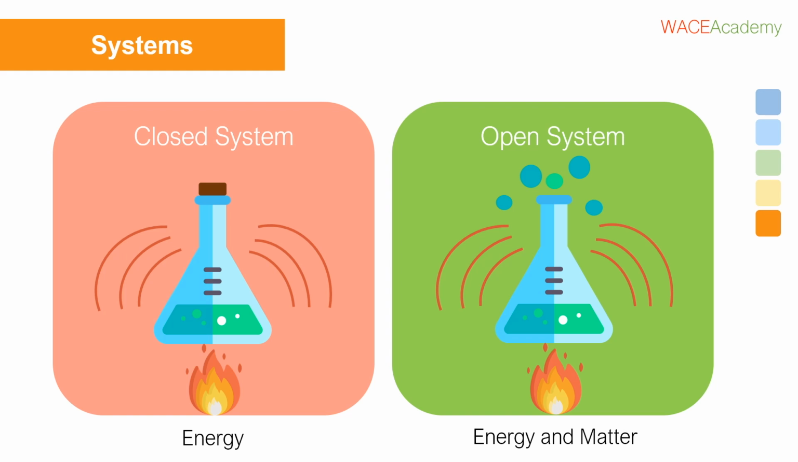Creative name, right? In an open system, which is the opposite of a closed system, we can no longer achieve equilibrium since some of the reactants and products will escape and no longer react with each other. Hence, no balance between forward and backward reactions.